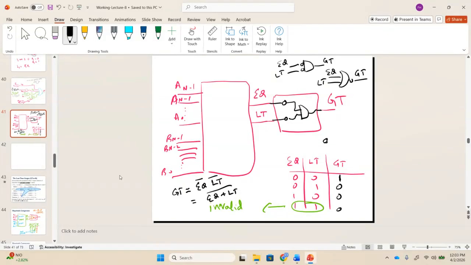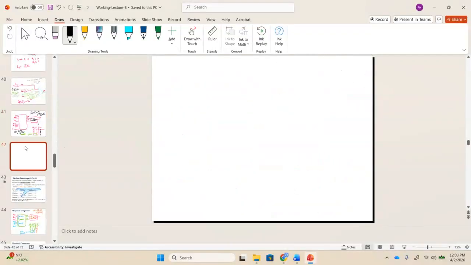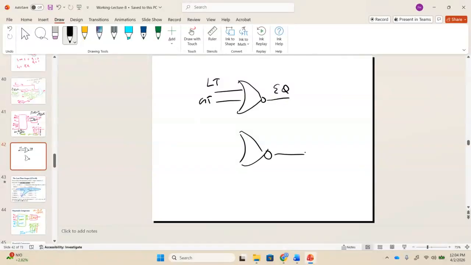Using the same argument, we can see that EQ depends on LT and GT. And LT is a function of EQ and GT. Any question? So if GT and LT are given, we can find EQ using this expression, and if EQ and GT are given, you can find LT, because of the mutually exclusive property.